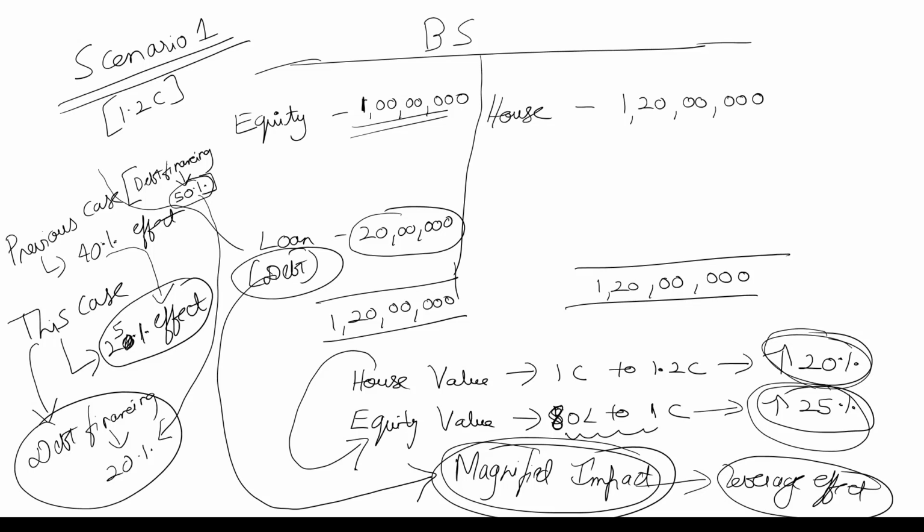It is logical to understand, because what contributes to the magnified impact? It is debt. So the higher the proportion of debt financing, the higher the magnified impact, and the lesser the proportion of debt financing, the lesser the magnified impact. So here, since the debt financing proportion is lesser compared to the previous case, I can observe that the magnified impact has also reduced.